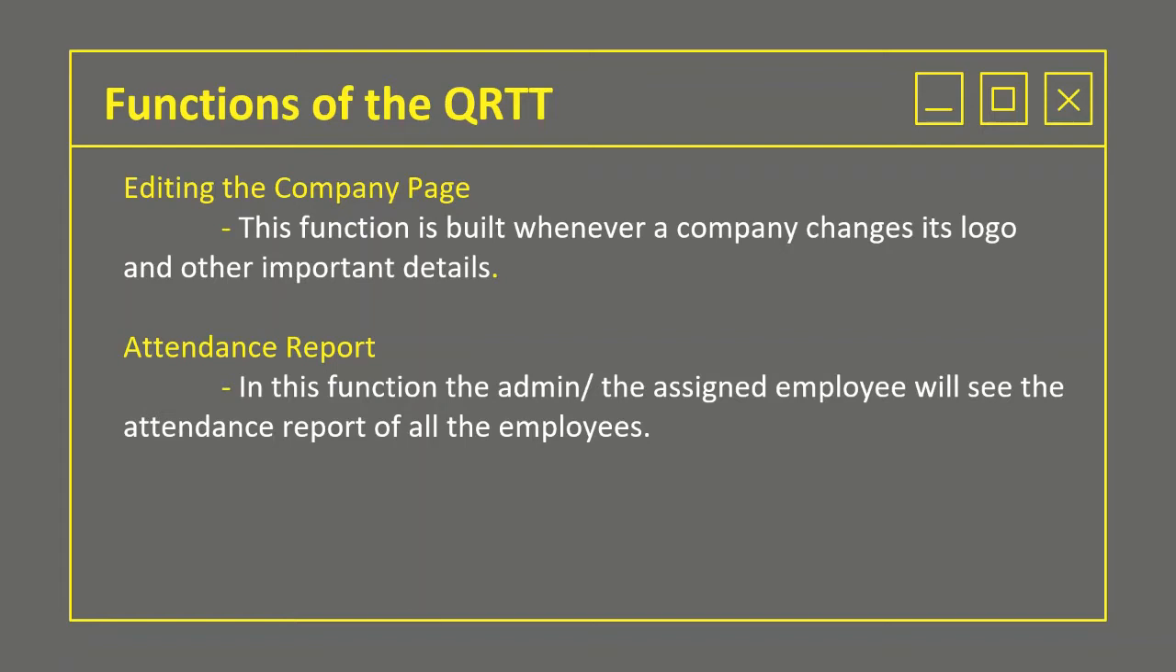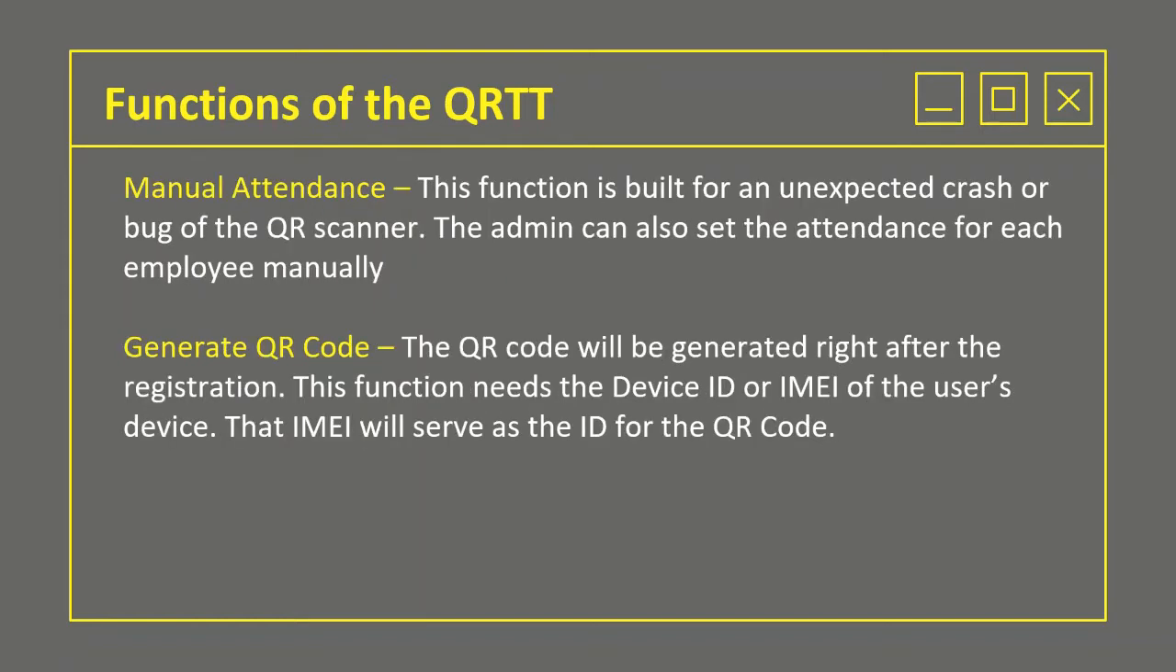Attendance report. With this function, the admin or the assigned employee will see the attendance report of all the employees. Manual attendance. This function is built for an unexpected crash or bug in the QR scanner. The admin can also set the attendance for each employee manually.